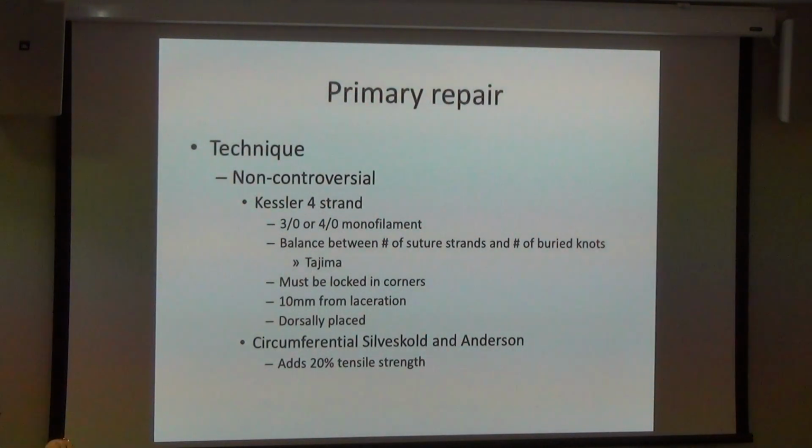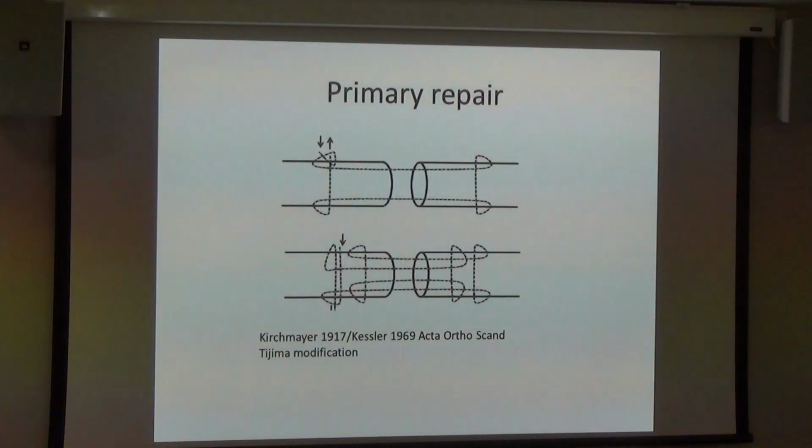When you do a Kessler, I'll show you in a second, all your Kessler corners need to be locked, and your Kessler transverse anchor stitch needs to be 10 millimeters from the laceration, and dorsally placed if possible. Don't forget your little locked Silfverskiöld and Amis circumferential stitch, which gives you 20% of tensile strength. So that's your primary Kessler at the top. So each corner locked, so it goes back in on itself.